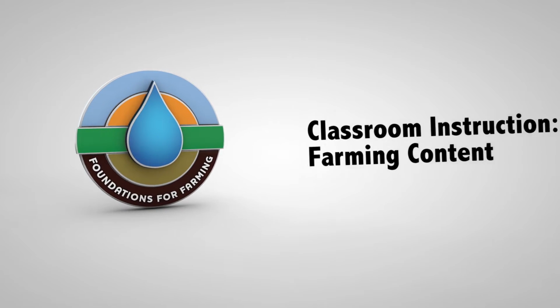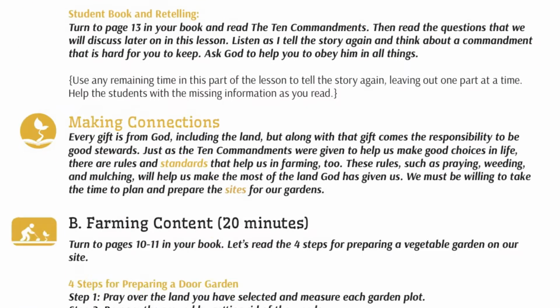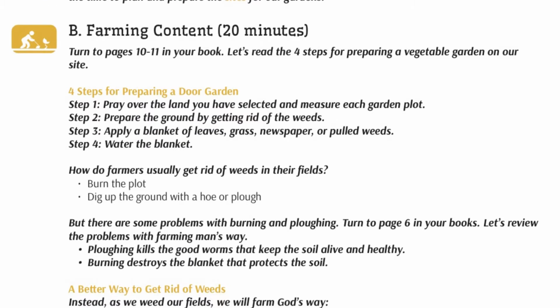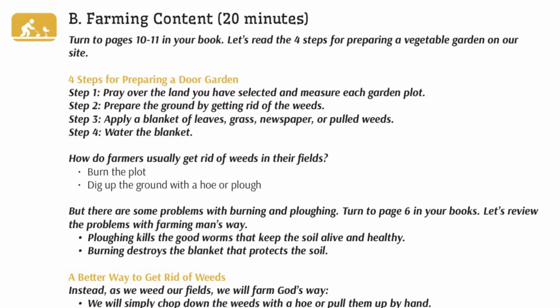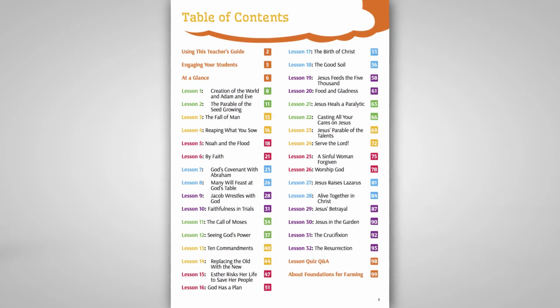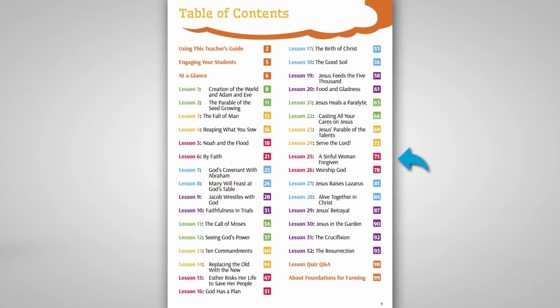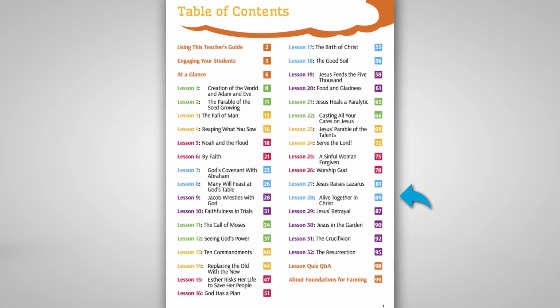Classroom instruction. Farming content. The farming content should also take place inside the classroom and last about 20 minutes. Note that not all lessons have farming instruction. This begins in Lesson 6. Each pair of lessons is written to align a Bible story with a farming value.